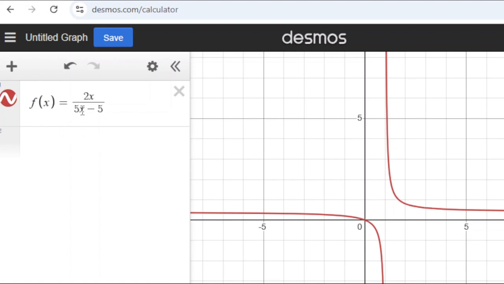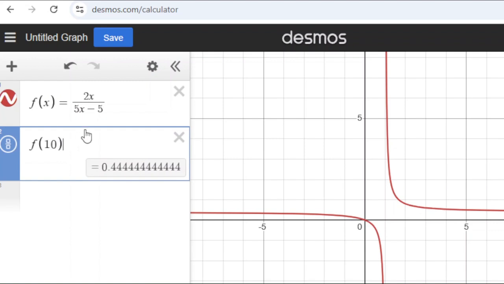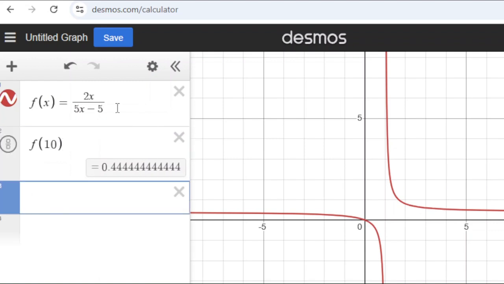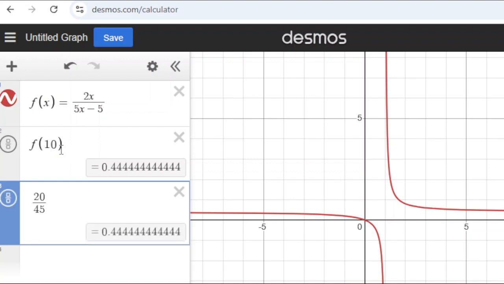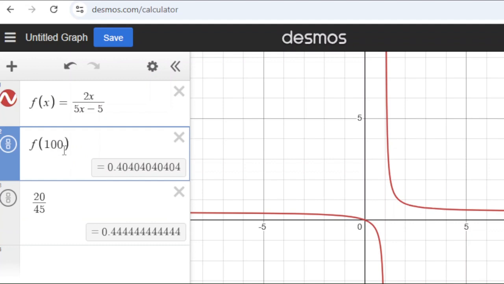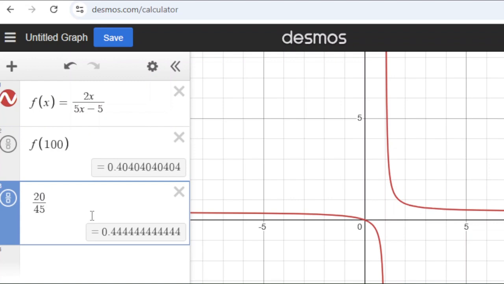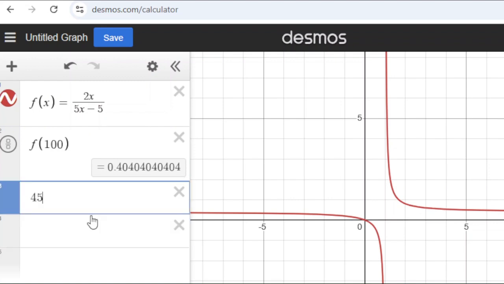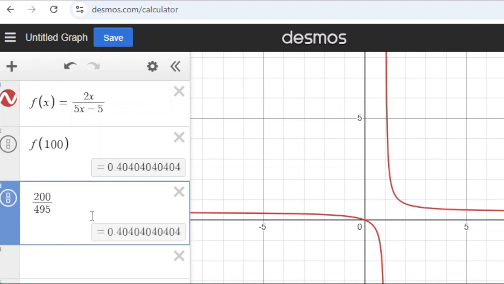Here's our function f of x equals 2x over 5x minus 5. Notice, what's f of 10? Okay, it's 0.4 repeating. Now, why is it 0.4 repeating? Well, if you plug in 10, you get 20 over 45, right? 20 over 45, that's 0.4 repeating. Or what's f of 100? Okay, that would be 200 over 495. Let's try that here. 200 over 495. Notice that's the decimal.